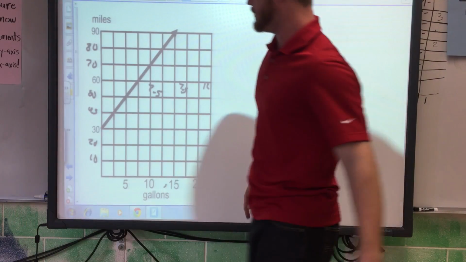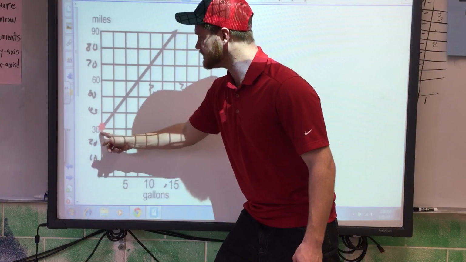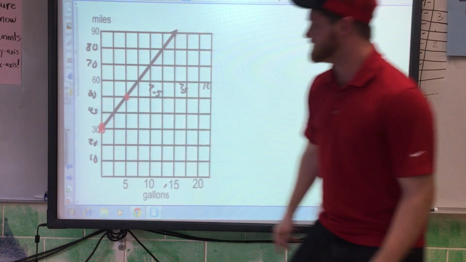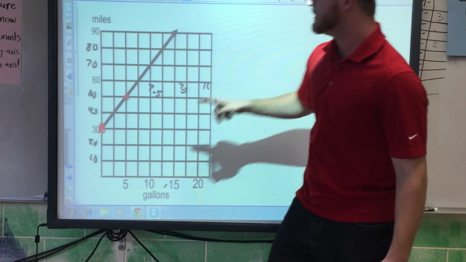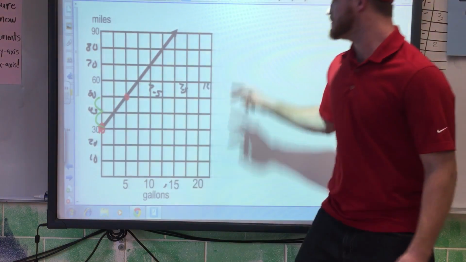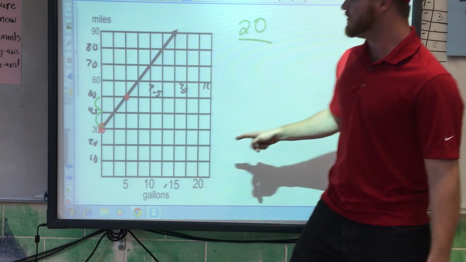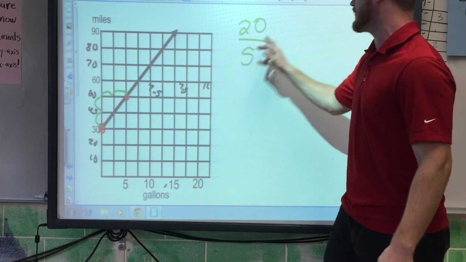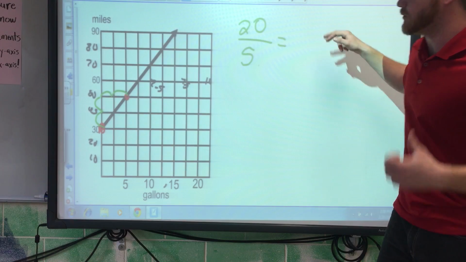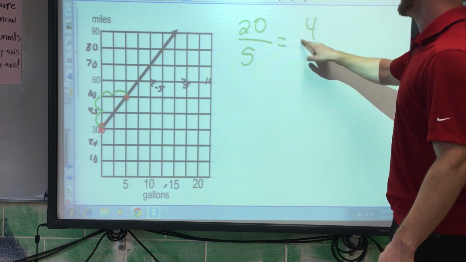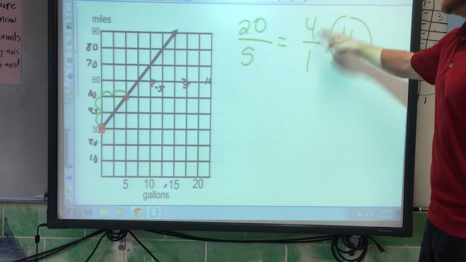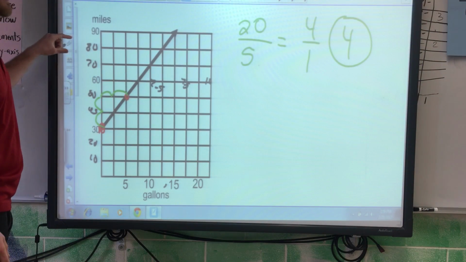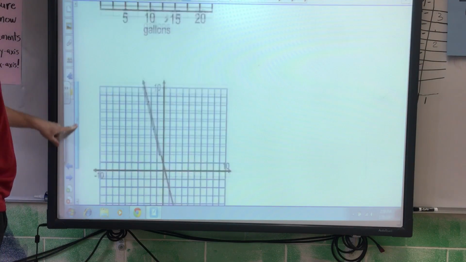So pick those 2 points. Let's use 30, and the 5 is at 50. So our rise from 30 to 50, we went up 20. So our rise is 20 over, since it's going from here to here, we ran 5. That's 20 over 5, which reduces to 4 over 1, or your slope is just 4. So for the first one, a slope of 4 is the correct answer.